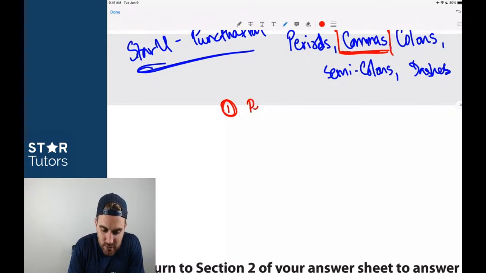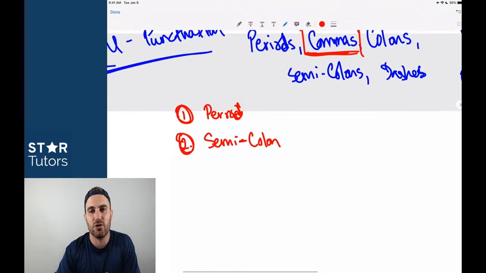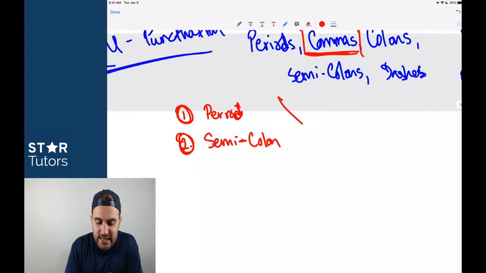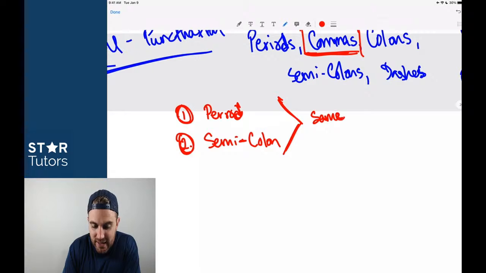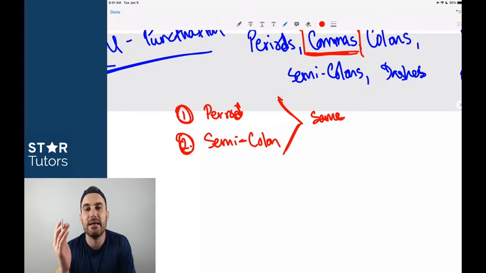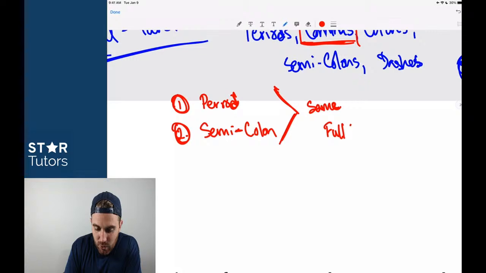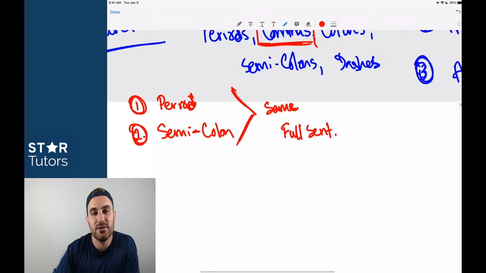Whereas the first 3 that you want to look for, period and semicolon, for the purposes of the SAT, and it's not 100% true if you get into higher level grammar, these are exactly the same. They are the same, meaning that if you see them in the same place on the test, they are both wrong. They cannot be right because they mean the exact same thing, and there's only one rule that you need to look out for. If you see a period or a semicolon in the answer choices, start with that answer choice.